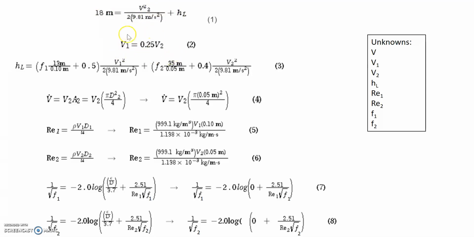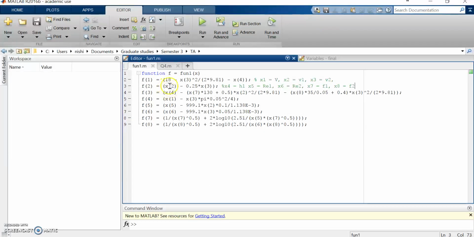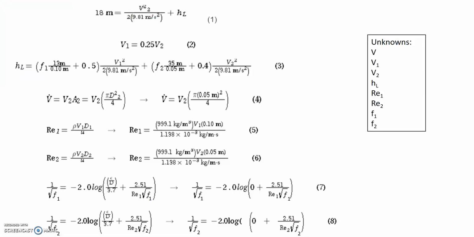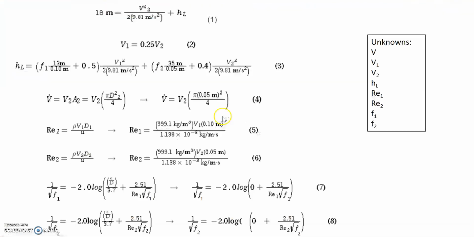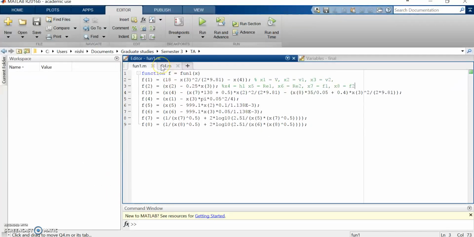So what would it be for x2? It would simply be V1 minus 0.25 V2. Let's see if that's what it is. So x2, which is V1, and x3, which is V2. So we have V1 minus 0.25 V2, and that's what we thought it would be. So similarly, we write down all the 8 equations, and we start to solve.